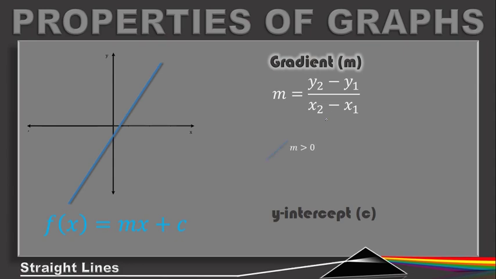If the gradient is greater than 0, the line will slope to the right, and if the gradient is less than 0, the line will slope to the left. And then the y-intercept, this is the c value, which shows where the line intercepts the y-axis. So the c value moves the straight line up or down.